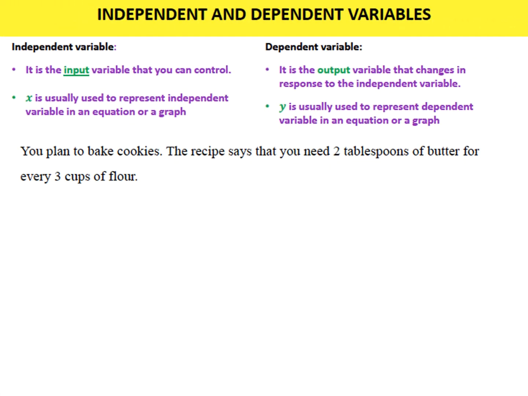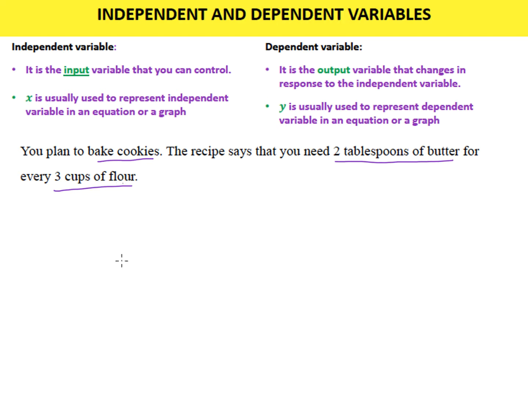What do we have here? They're telling you that you plan to bake cookies, and the recipe says that you need 2 tablespoons of butter for every 3 cups of flour. So both the butter and the flour are ingredients that go into baking your cookies. How do we now decide which is your independent and which is your dependent variable? Now, if you think about it, when you're baking cookies, what you usually decide first is the amount of flour you need.